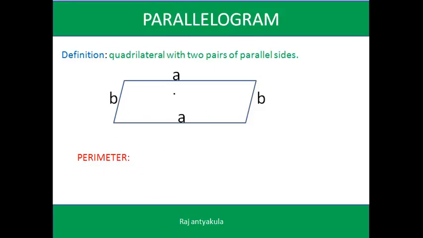Next, parallelogram. What is meant by parallelogram? A quadrilateral with 2 pairs of parallel sides. This is parallel to this and this is parallel to this. Now what is the perimeter? Look here. This side length is equal to this side length, so you will get 2A plus 2B. So perimeter of a parallelogram is 2 times A plus B. In a parallelogram, opposite sides are equal and parallel.